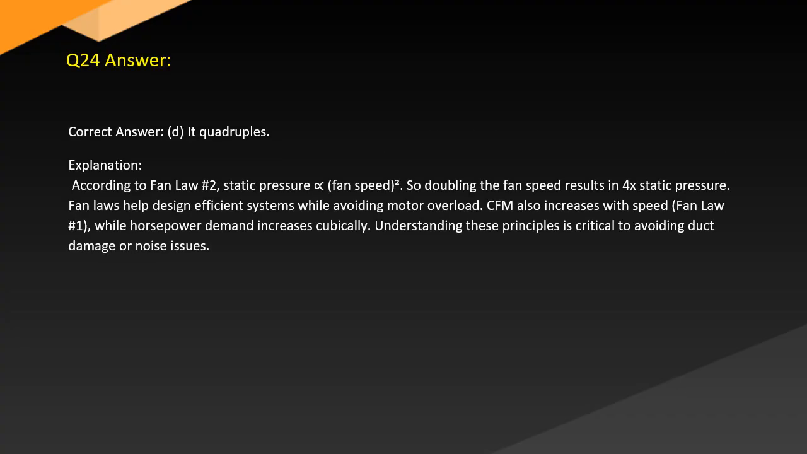Answer. Correct answer: D. It quadruples. Explanation. According to fan law number 2, static pressure equals fan speed squared. So doubling the fan speed results in four times the static pressure. Fan laws help design efficient systems while avoiding motor overload. CFM also increases with speed, fan law number 1, while horsepower demand increases cubically. Understanding these principles is critical to avoiding duct damage or noise issues.